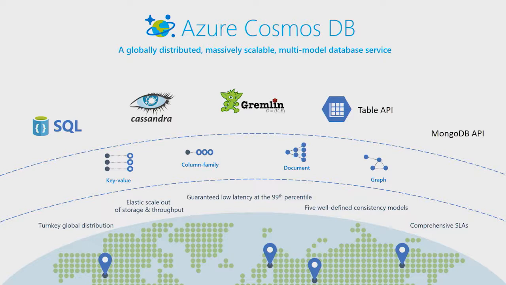In turn, by focusing really hard on these three pillars, we're able to build new, novel capabilities like turnkey global distribution, and leverage the fact that Azure is available in 30, 40 different regions around the world. You can easily replicate that data and bring it closer to where the users are at the click of a button. On top of this, the partitioning allows you to elastically scale out both storage and throughput.